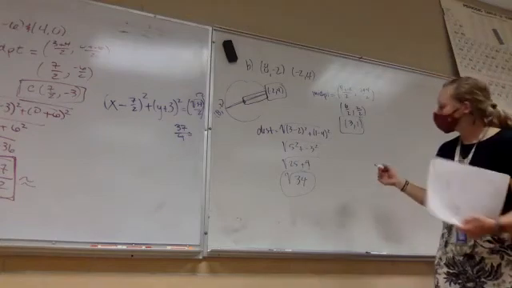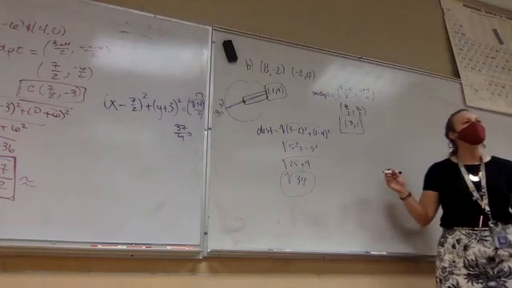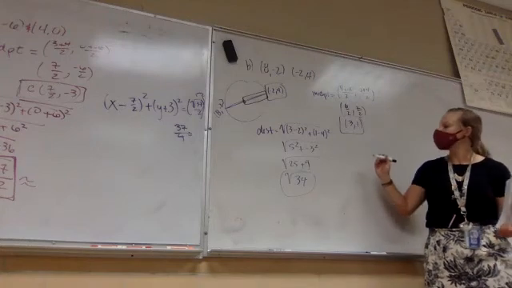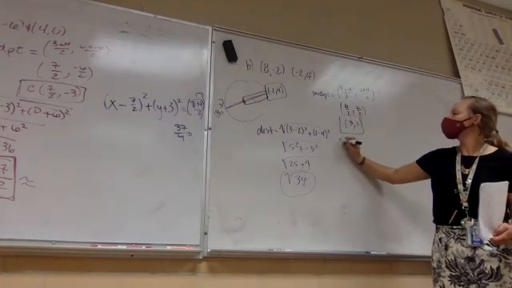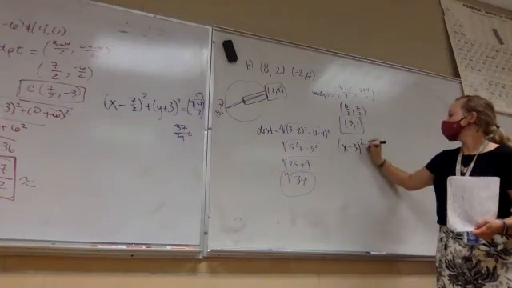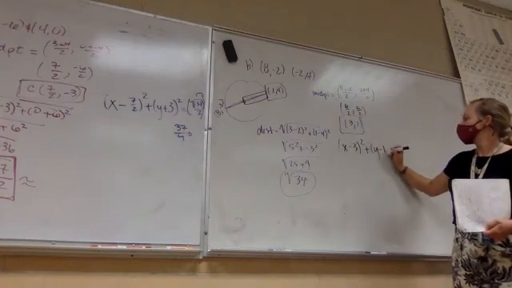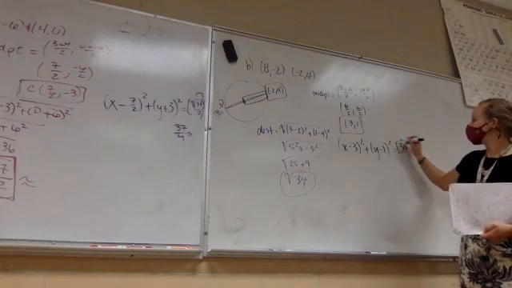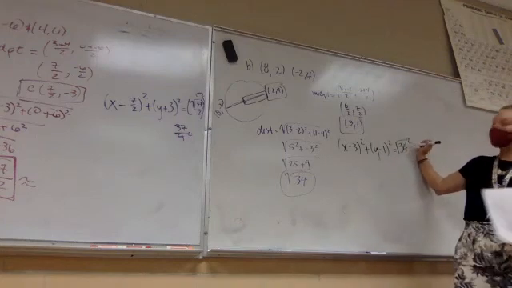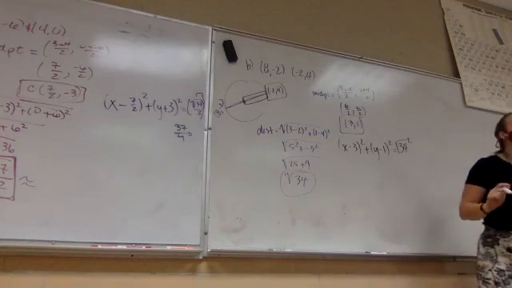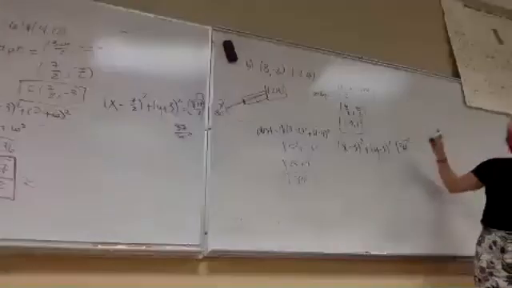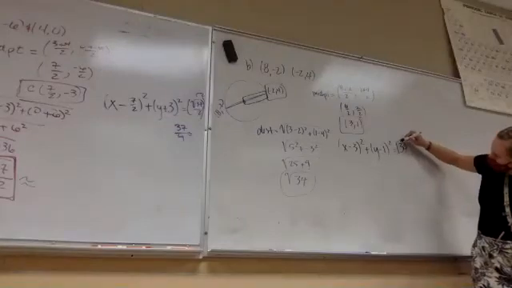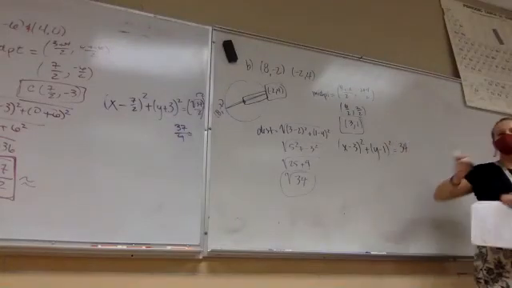Yep. Someone help me? Yep, right? X minus 3 squared, awesome, plus y minus 1 squared, awesome, equals 34. One more thing. Squared. Good. You need to square your root 34 or just write 34 without anything. Okay.